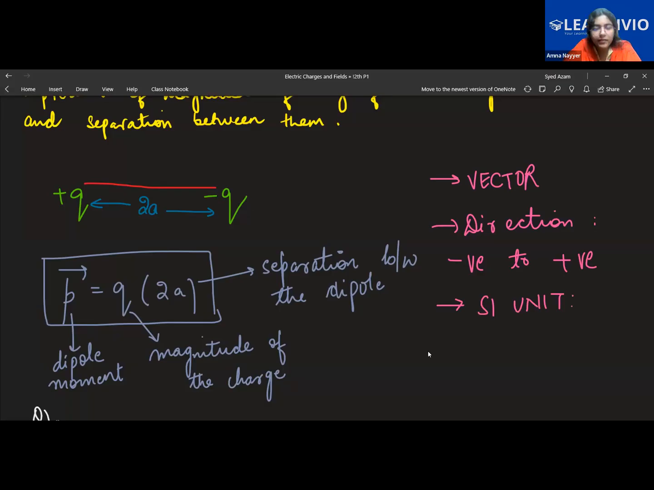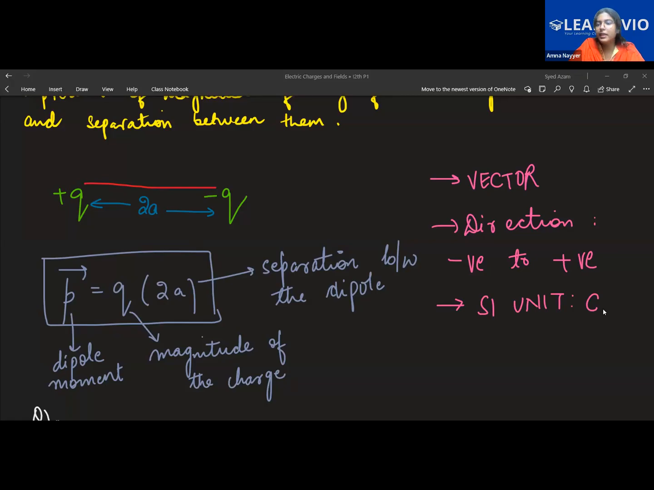Yes, class. Can anyone tell the SI unit by looking at the formula? What should be the SI unit of dipole moment? Ma'am, won't it be coulomb meter? Coulomb meter, yes, correct, Ibrahim. Charge is coulomb, and 2A means the separation. So this will be coulomb meter.